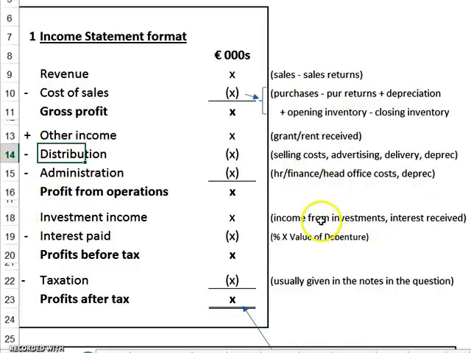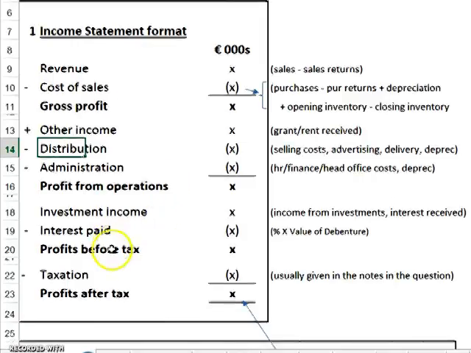Investment income, income from investment. So if you'd invested in shares and got dividends, or if you'd received interest on an investment, deposit in a bank. Then interest paid, all types of interest paid. It might be interest on a bank overdraft, or typically it will be debenture interest, and then tax. So that's the income statement format.